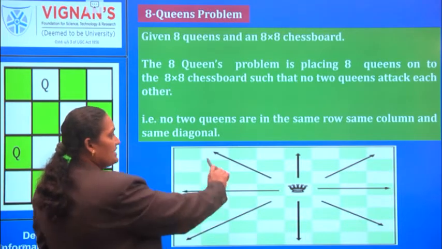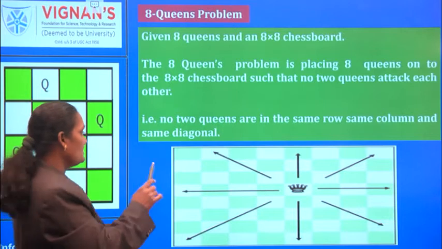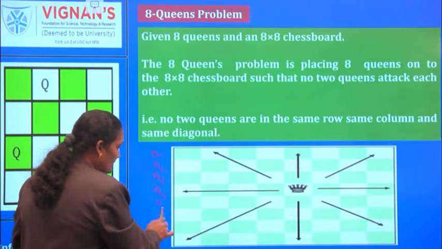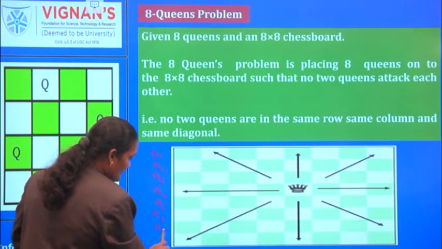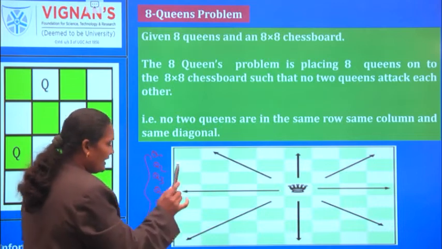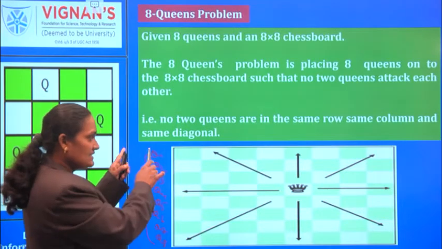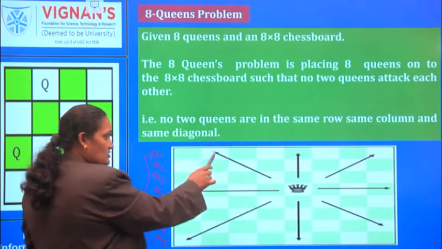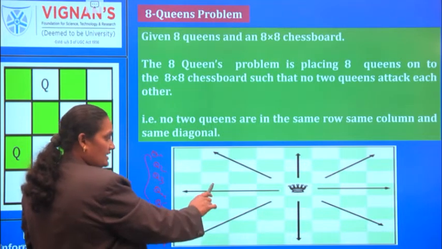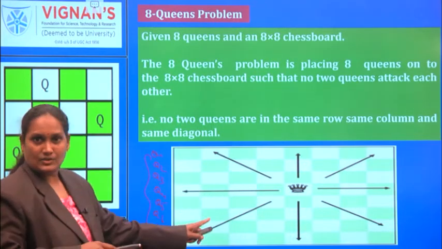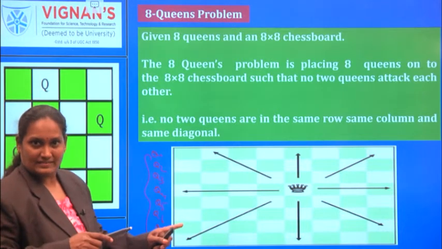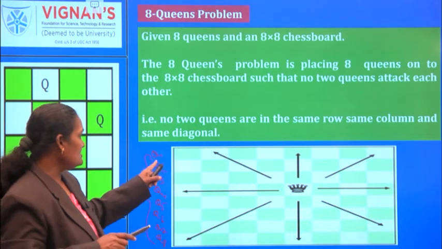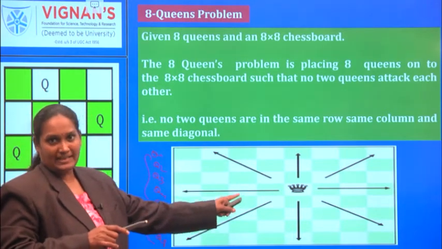So here we are given an 8 by 8 chessboard, and also we are given 8 queens: queen 1, queen 2, queen 3, queen 4, queen 5, queen 6, queen 7 and queen 8. We need to place these 8 queens onto the 8 by 8 chessboard, such as first queen onto the first row, second queen onto the second row, third queen onto the third row, and so on, 8th queen onto the 8th row. And no 2 queens are on the same column and same diagonal. By following those 2 constraints, we need to place all these 8 queens onto the 8 by 8 chessboard.